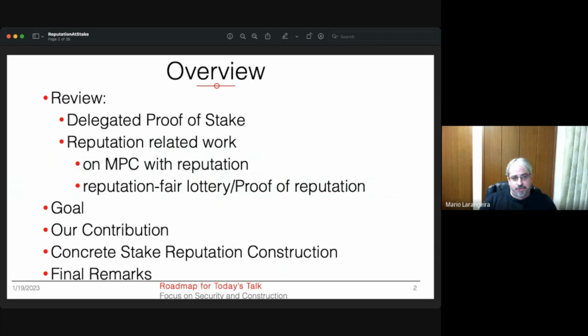These are crucial to what we did in this paper, because basically we're going to revisit those two works in the light of stake, in a proof of stake blockchain. Then we're going to go through the goal and what exactly the contribution is. We'll see it's just an add-on to these two works, and how we actually did it. So that's the overview. By the way, if you have questions, we can just fire them away in the middle.